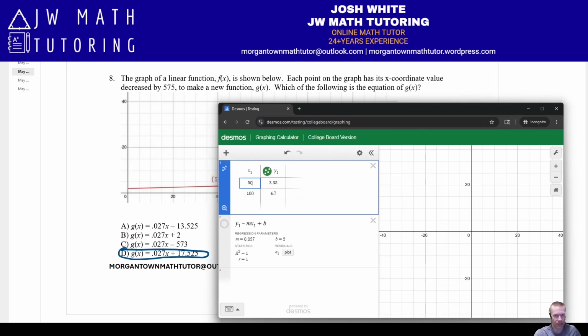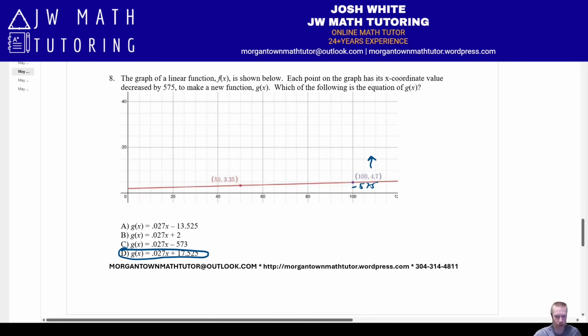Just go up here to your table now and put minus 575 for both of the points. Then look at the m, look at the b. Okay, it's 0.027x plus 17.525. That's it. Your answer choice is C. So regardless of which approach you want to take, you can quickly and easily do this in Desmos by using linear regression to get the slope and or the y-intercept as well.